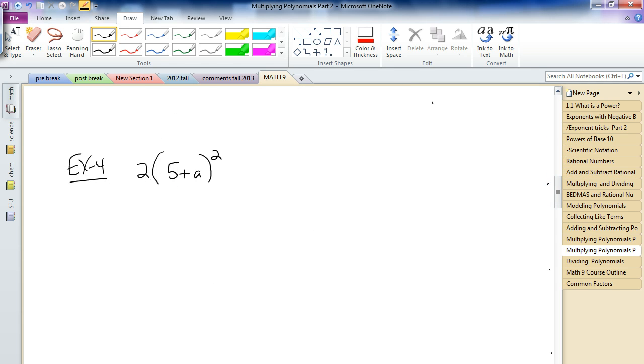How about this one here? 2 times 5 plus a, squared. Well, like I said, the 5 plus a squared is the same thing as, now it's just this that we're squaring. We're not squaring the 2 over here. It's just whatever's in brackets that is squared. So it's 5 plus a times 5 plus a, and let's not forget the 2 in front.